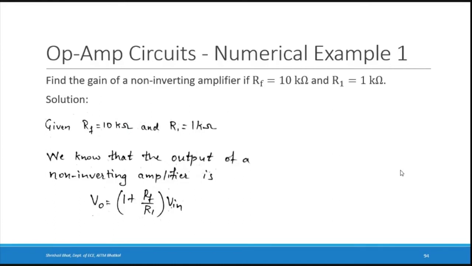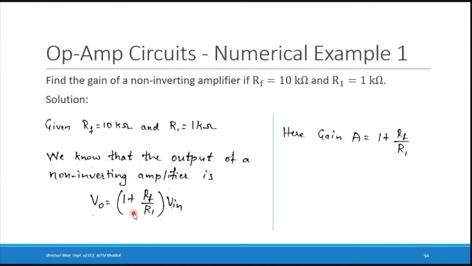So you know the output of a non-inverting amplifier. For a non-inverting amplifier, V0 is equal to 1 plus RF by R1 into Vin, right? Then what is the gain here? This 1 plus RF by R1 is the gain, right? So you know what RF is, what R1 is, just substitute, you will get the gain. It's a very simple thing.